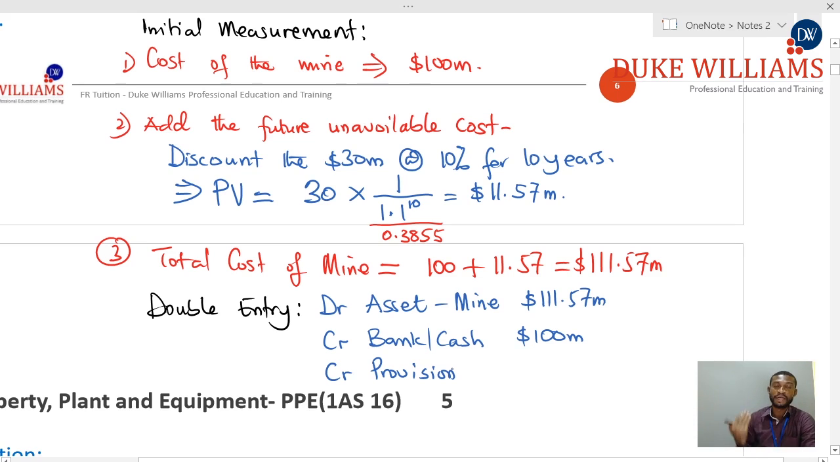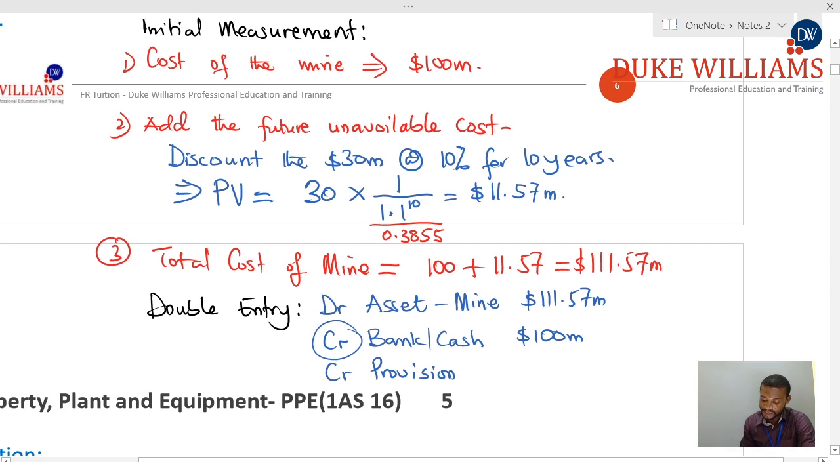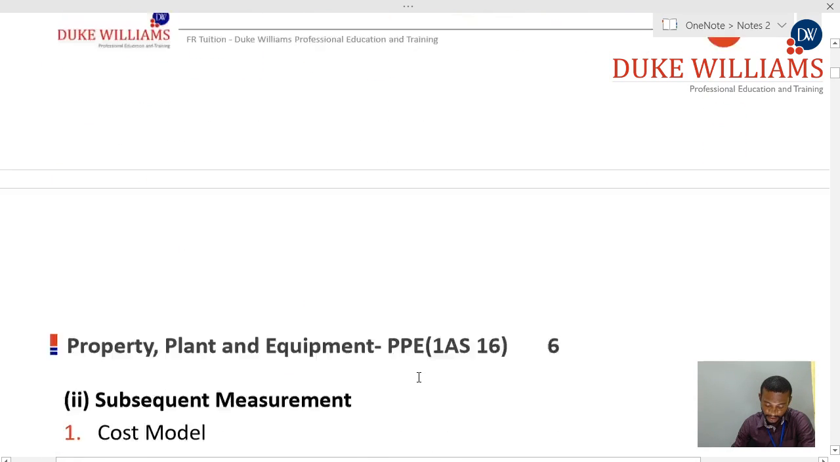So to increase a liability, we credit. And you realize that at this point, because it was a reduction in asset, cash is an asset, so the reduction is credit here. We have reduced it, and that is credit. And here, because we are recognizing an asset, we have acquired an asset, it's an increase in asset, and that is a debit. So the last part is that because it is a provision, we would have to create a provision for the dismantling cost. And that would be 11.57 million. So this is the initial measurement, a very good example to explore. And I hope this helps in our preparation.